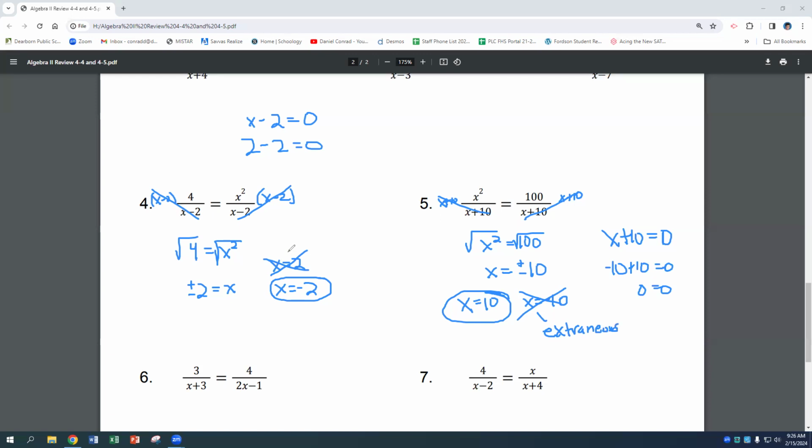Right? This one doesn't work because it's extraneous. Extraneous. Okay. All right, let's look at the next set of problems.